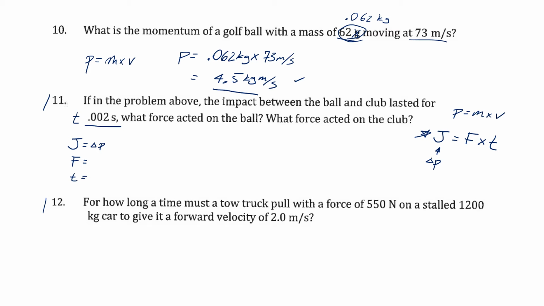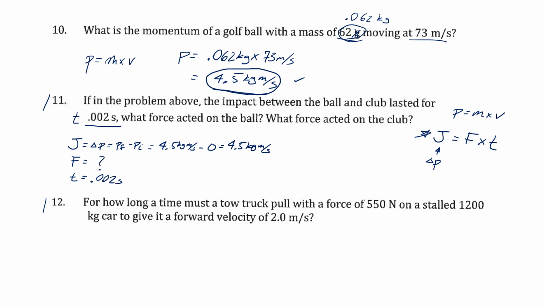Our change in P is the difference in the momentum, and we went from 0 to this. So if the change in P is the final momentum minus the initial momentum, our final momentum is 4.5 kilogram meters a second. Our initial momentum is basically 0. So obviously, our J, our impulse, is 4.5 kilogram meters a second. That's pretty good. And we do have a time. Our time is 0.002 seconds, and we don't know our force.